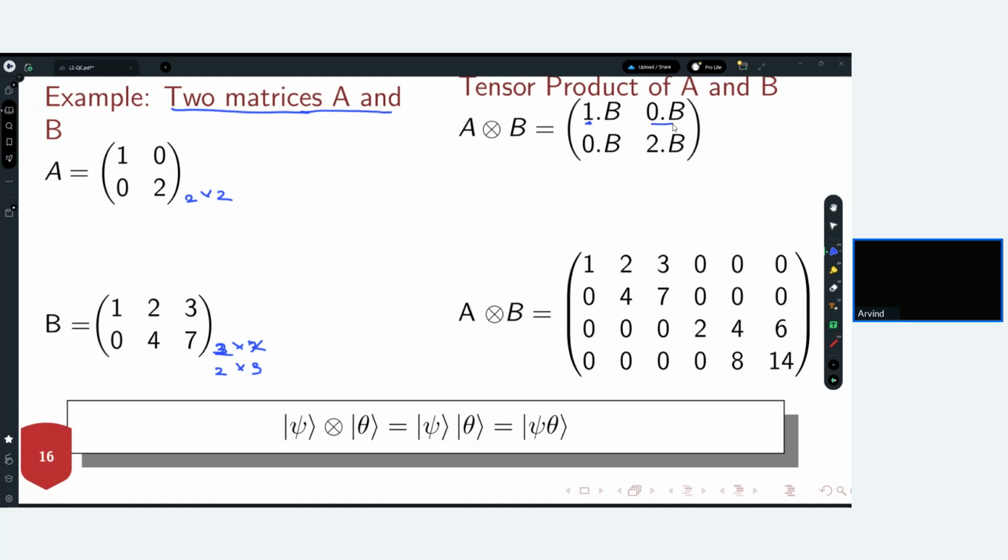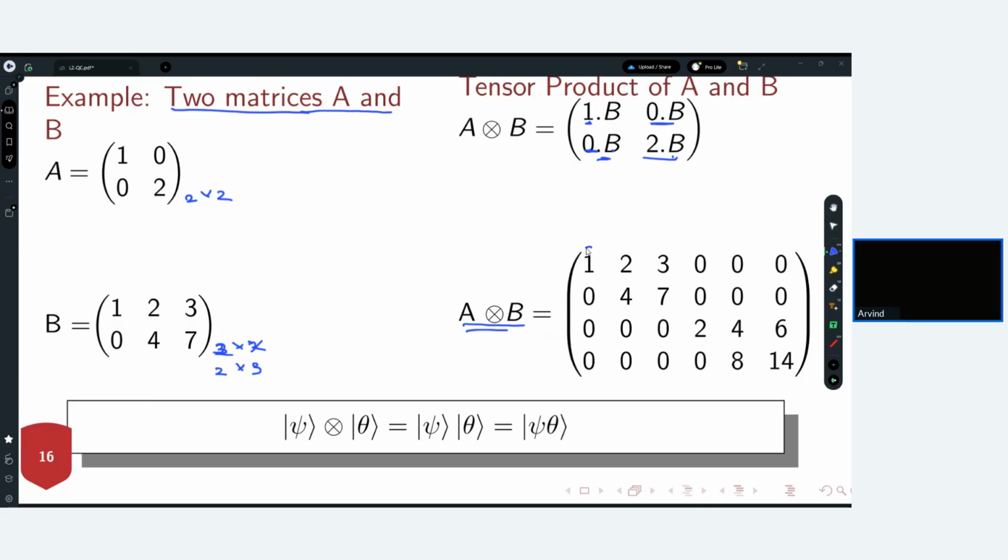In the second position, the 2 is the element present at the second column and the first row of the first matrix, and 0 is present at the second row and the first column. We are multiplying it with the second matrix. Similarly, 2 is present at the second row and the second column, and we are multiplying the second matrix with 2. If we perform this multiplication, we will get a tensor product matrix.